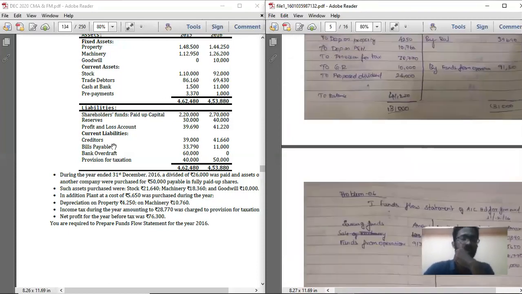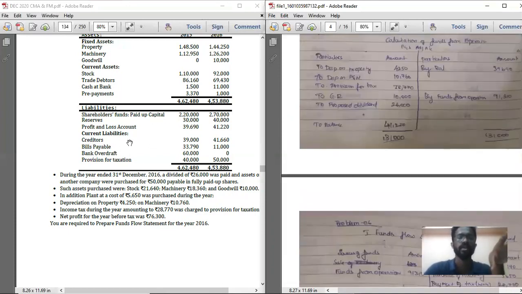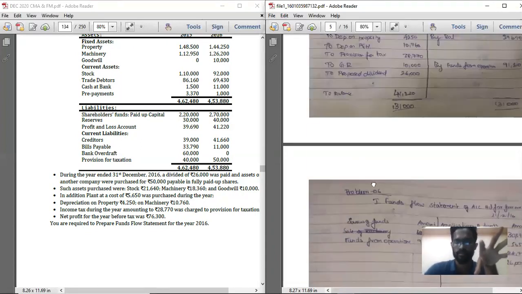That's all. If they are given separate liability as proposed dividend, then you should open a separate account of proposed dividend and record the opening balance and the closing balance. Then you should calculate how much is transferred from P&L account. Here they have not given any separate proposed dividend account. So entire amount, that is dividend paid amount, will be to proposed dividend. So you should summarize it and calculate what is the balancing figure. So balancing figure is nothing but by funds from operation. Take it to the source of funds.